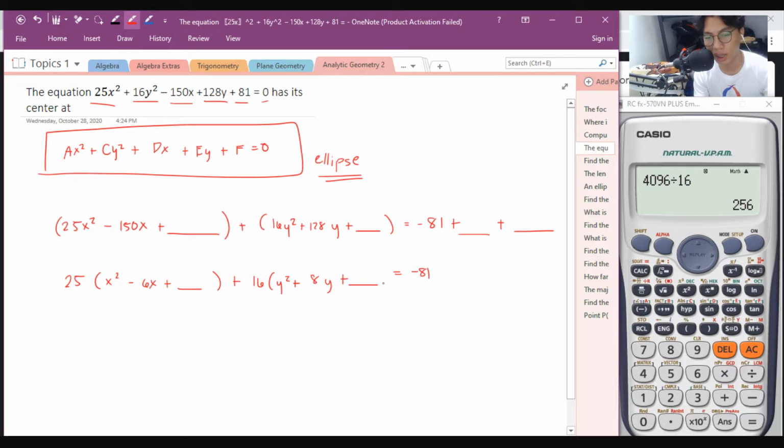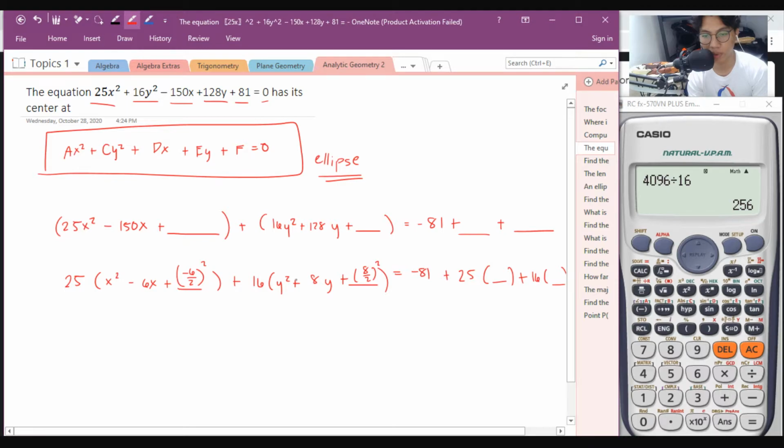plus blank. Okay lang yun. Tapos, dito, i-plus mo dito yung 25. Ito na yung shortcut ha. 25. Multiply mo dito sa missing dito kay 25 plus yung 16 tapos yung missing dito kay 16. Sir, ano po ba yung missing dito? Di ba yung negative 6 divide by 2 squared ko to. Dito, positive 8 divide by 2 squared. Oh, basic lang yan.